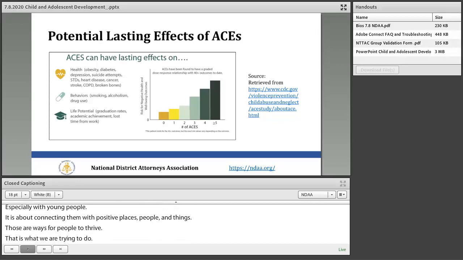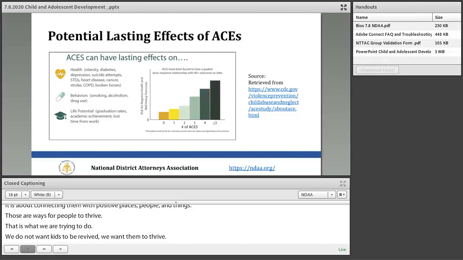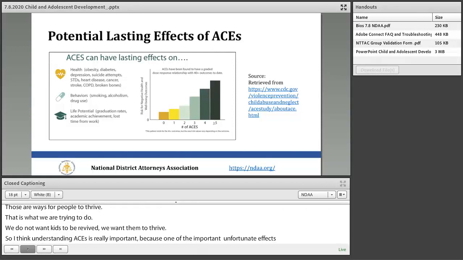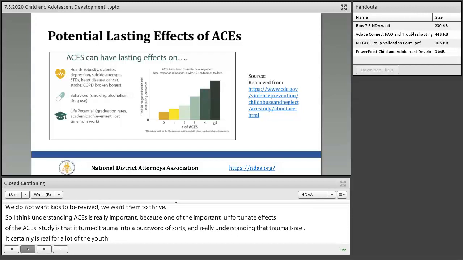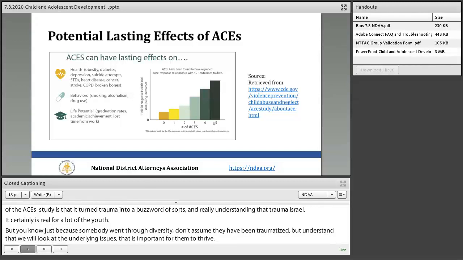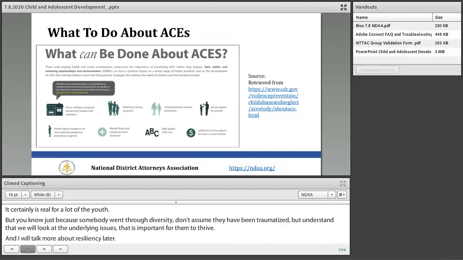So I think understanding ACEs is really important, because one of the unfortunate effects of the ACEs study has been that it turned trauma into a buzzword of sorts. Trauma is real, and it's certainly real for a lot of youth, but just because somebody has been through adversity, don't assume they've been traumatized. But understand that if we are going to look at the underlying issues, that is important for them to thrive. I'll talk more about resiliency later. The recovery courts are really starting to come, and we will be having a special session devoted to substance use issues in youth. That'll probably be in September, and everybody will get more information about that as well.